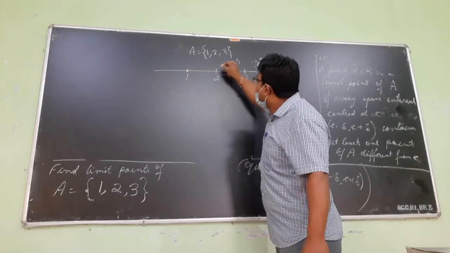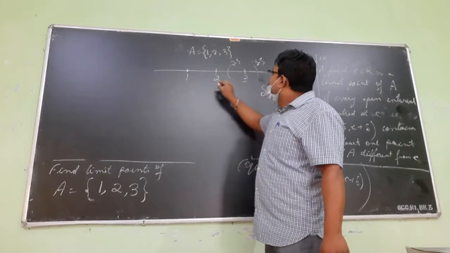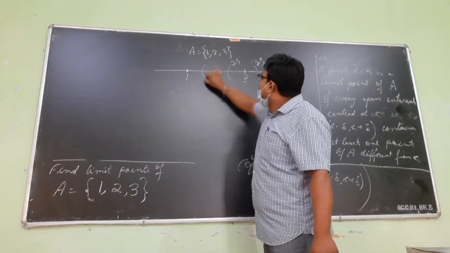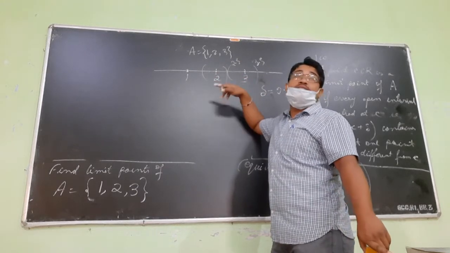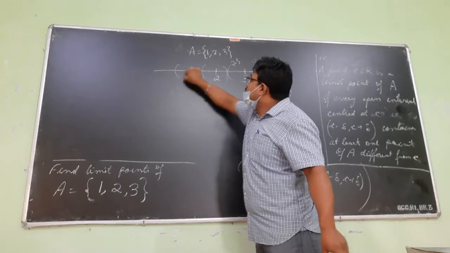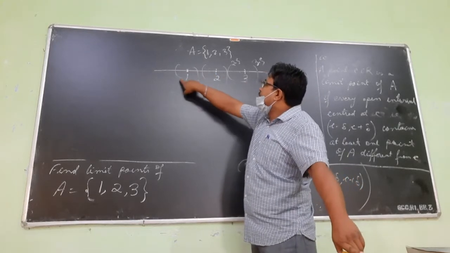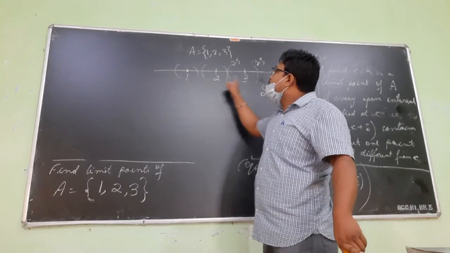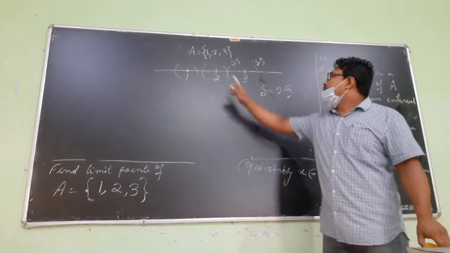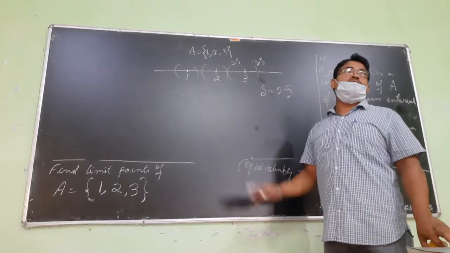Whether 2 is a limit point or not: 2 is also not a limit point. You take this type of open interval, it contains only the point 2, not any other point. 1 is also not a limit point. If you take this type of open interval, it contains only the point 1, not any other point. So 1, 2 and 3 are not limit points of this set.